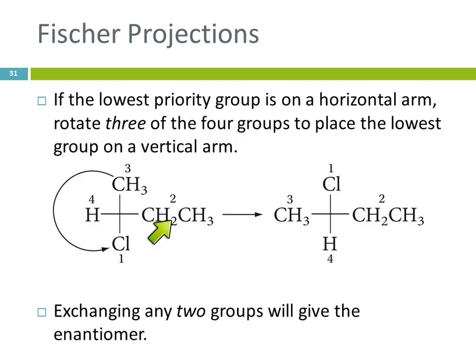So when we rotate that, now this is behind, and so we can look at these and see that it's going to the right. It's actually the R configuration. So this is important. Exchanging any 2 groups will give the enantiomer. You're not just changing the angle that you're looking at the molecule, you're actually changing the molecule. So if this was the R enantiomer, and I want the S enantiomer, I just need to switch 2 of them. In fact, let's do that.